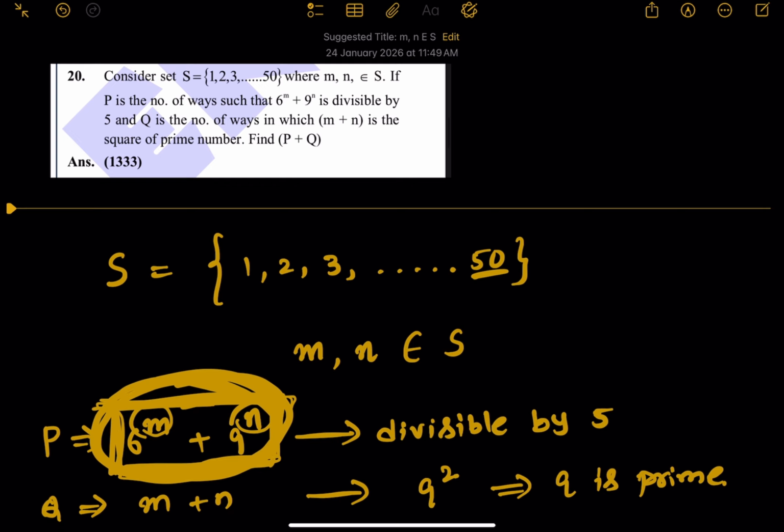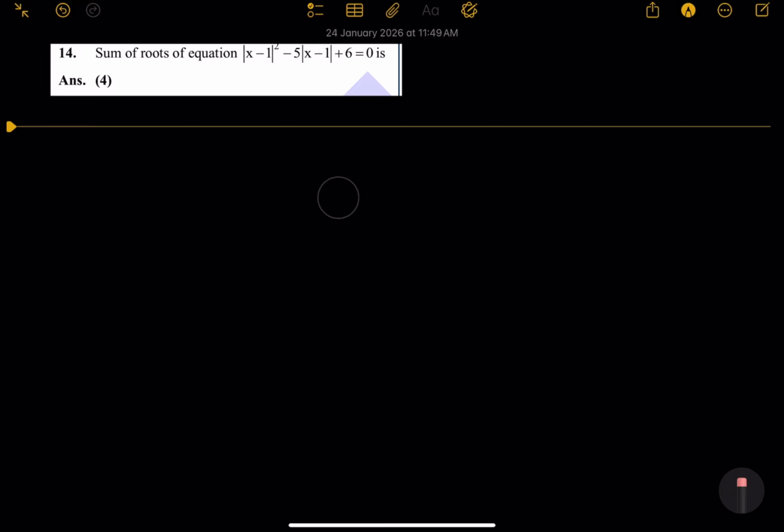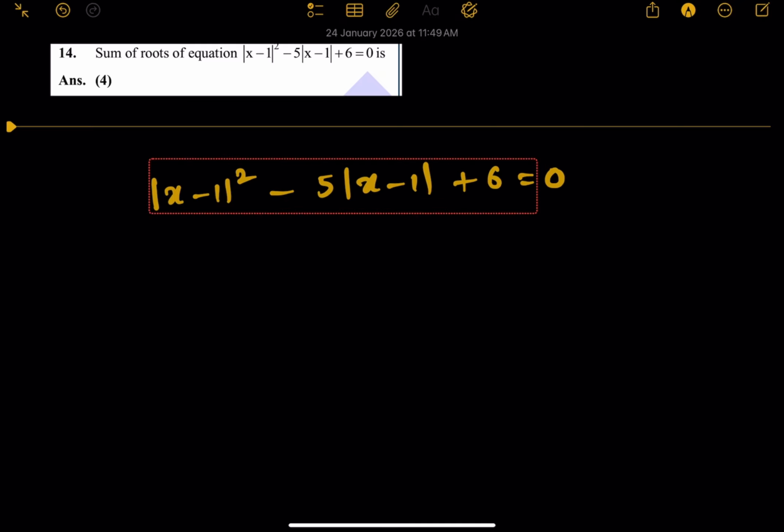Now let us move to the next question. This is our next question. You have to find the sum of the roots of this particular equation given to you. So now this is a trick question. You don't need to solve this question at all.